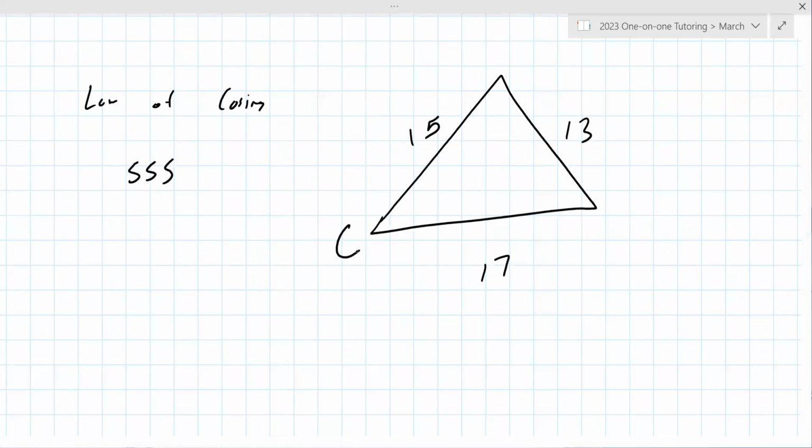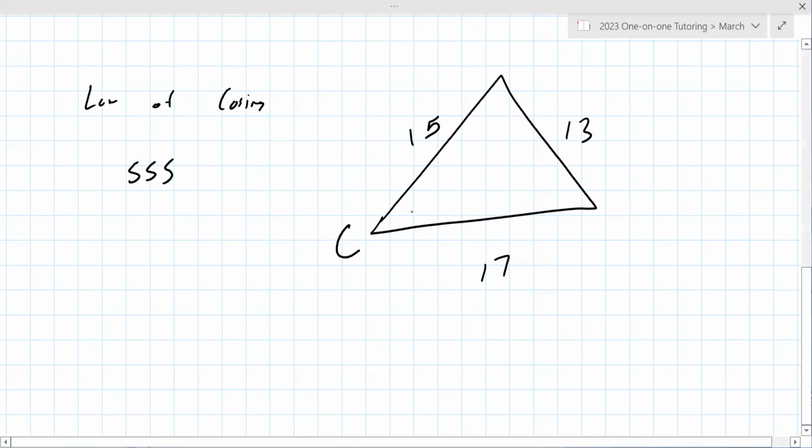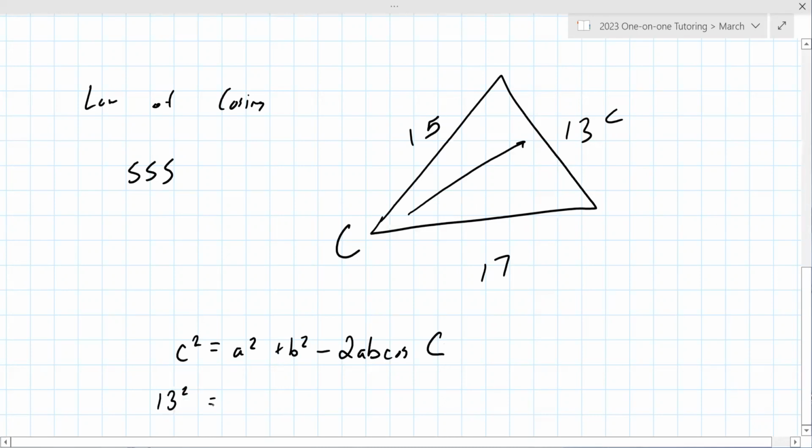So what's the formula for that one? It's the same formula: c squared equals a squared plus b squared minus 2ab cosine big C. C is the angle, and little c is across from it. Little c is always across from big C. A and B are the other two sides, which we don't have to differentiate between. So this time you have 13 squared equals 15 squared plus 17 squared minus 2 times 15 times 17 cosine of C.